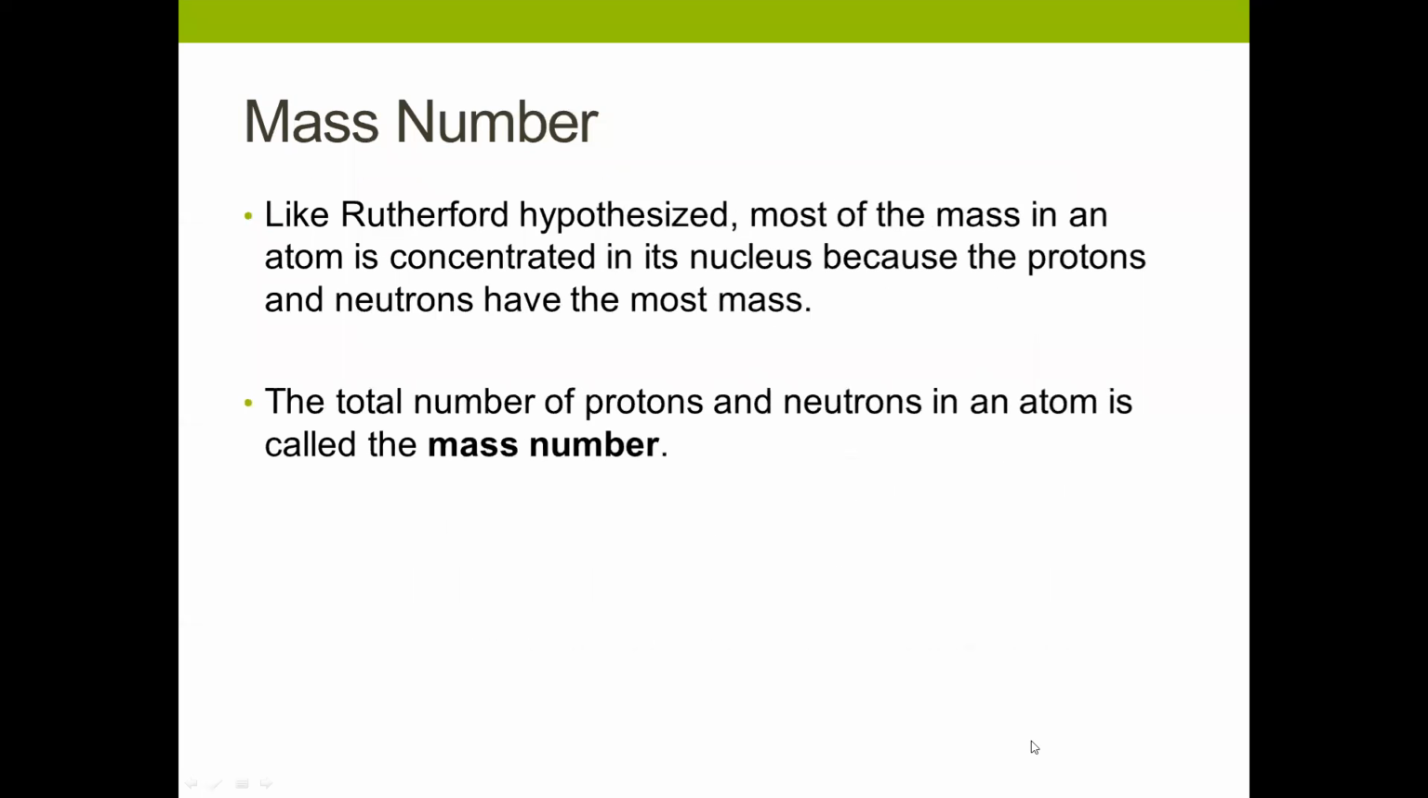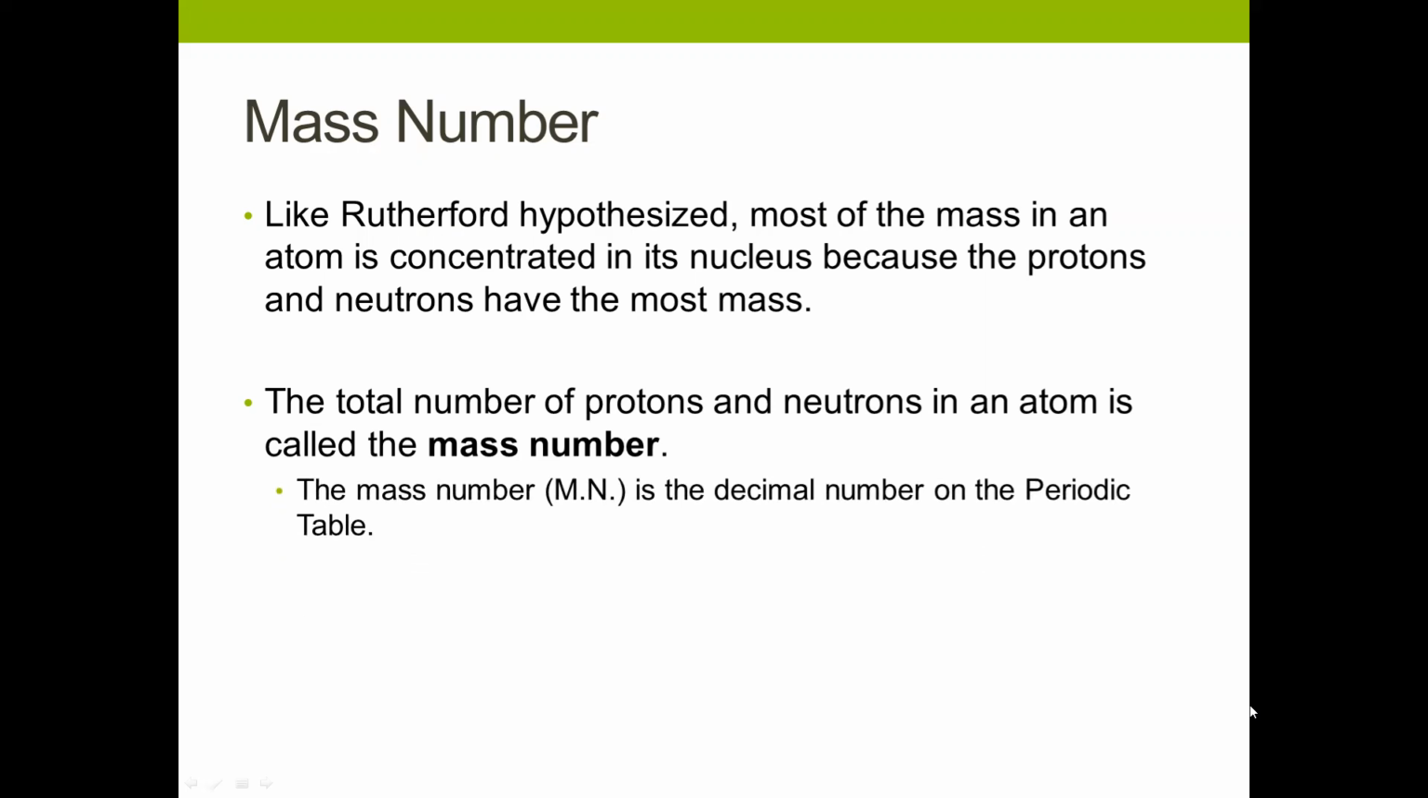Okay. So then for the mass number, that is the other number on the periodic table. We talked yesterday all about the history of the atom, and Rutherford was the scientist that came up with the nuclear atom, where the nucleus contains the protons and the neutrons, because that's where the mass comes from. So the mass number has the total number of protons and neutrons in it. So it is the decimal number on the periodic table.